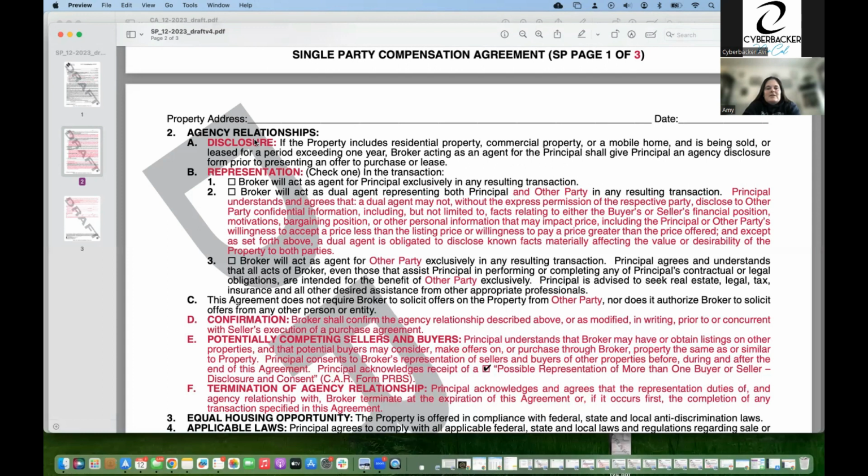D is the confirmation that they've added. Broker shall confirm the agency relationship described above or as modified in writing prior to or concurrent with the seller's execution of a purchase agreement. E is potentially competing sellers and buyers.